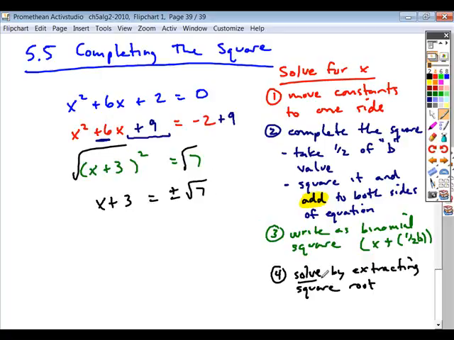Again, as we're solving this, we're looking to isolate x. To isolate our x, we have to subtract 3, undoing this operation. Whatever you undo, whether you're adding it or subtracting it, put it in front of the plus or minus. So we subtract 3 from both sides: x equals negative 3 plus or minus the square root of 7. And so this is your answer.